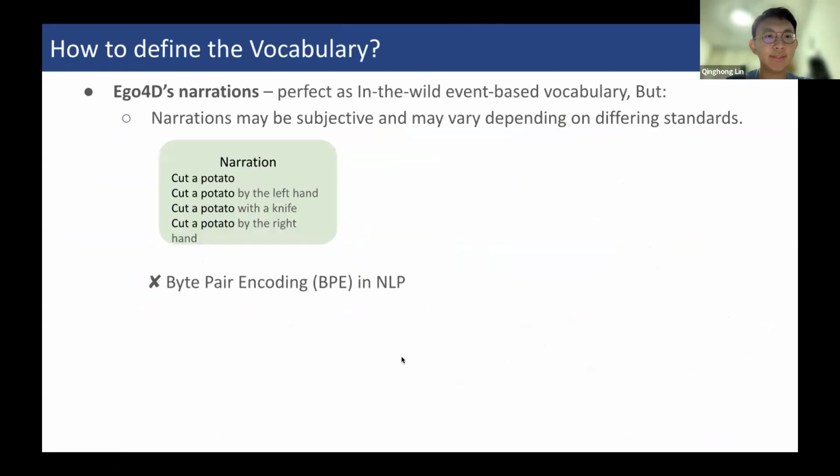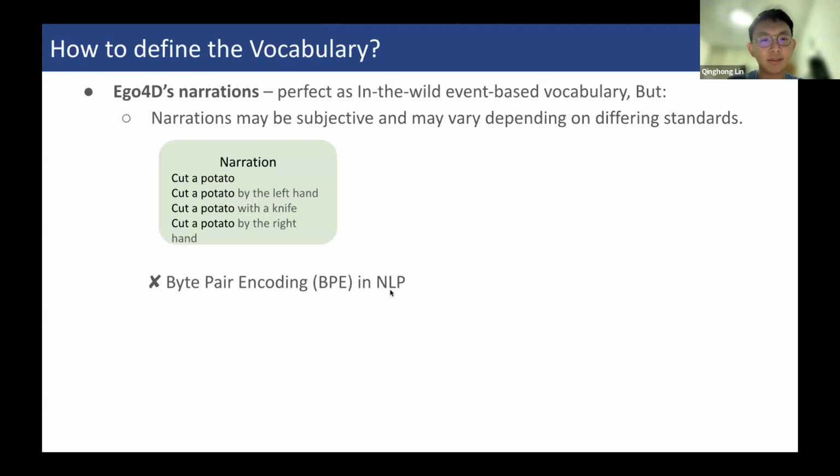The next question is, how should we devise such a narration vocabulary? The Ego4D narrations are an ideal choice, as they have word diversity and are well-modeled event-level activities. However, there is still a problem: narration is usually subjective, such as starting with different endings but having the same meaning.